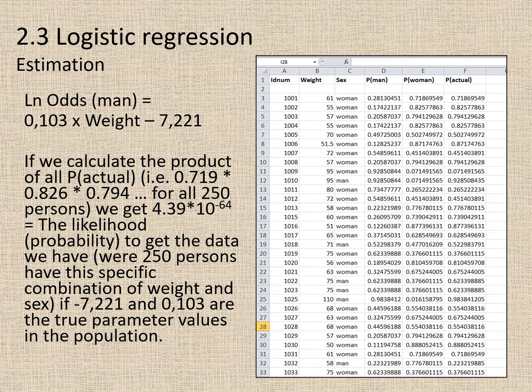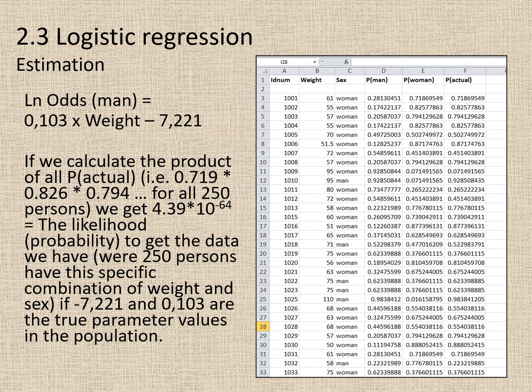So what we can do now is put the person's weight into this formula and calculate the probability for this person to be a man or a woman. On the first line here, we have a person who weighs 61 kilos. According to our formula, if you weigh 61 kilos, the probability of you being a man is 28%. The probability of you being a woman would be the rest, 72%.